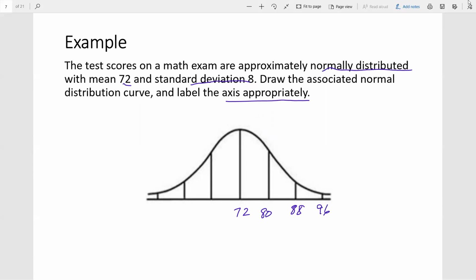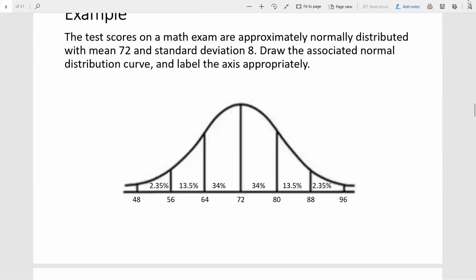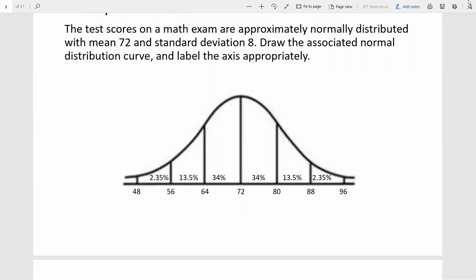And you continue to subtract off 8 as you go down, and you get 64, 56, and 48. And on the next page, I think I've done it a lot more neatly. 48, 56, 64, 72, 80, 88, and 96. And I've also put in the percentage of the data that's in each range there.